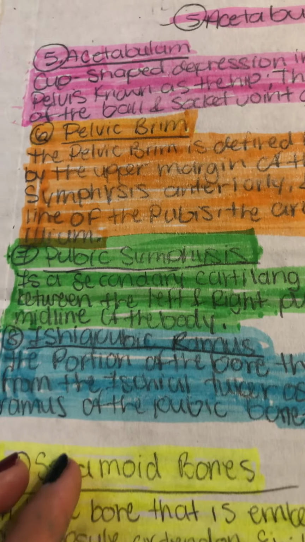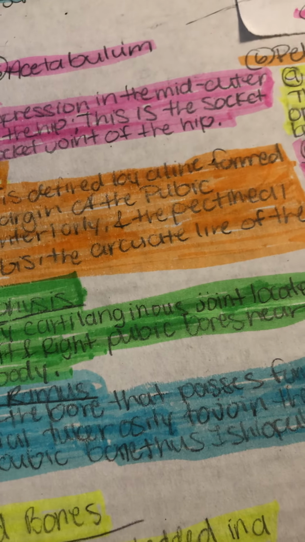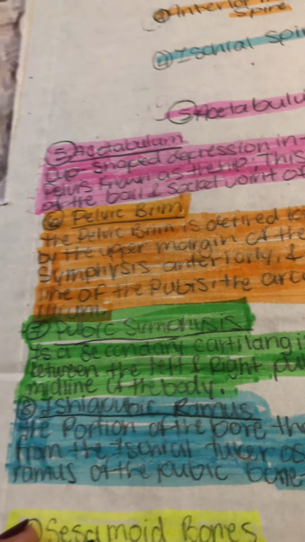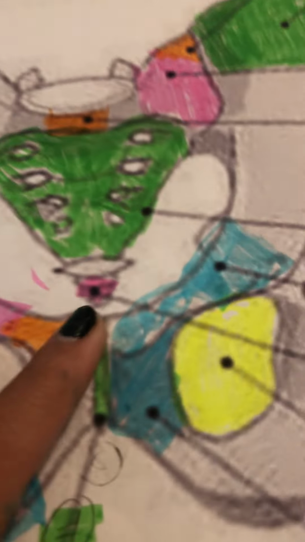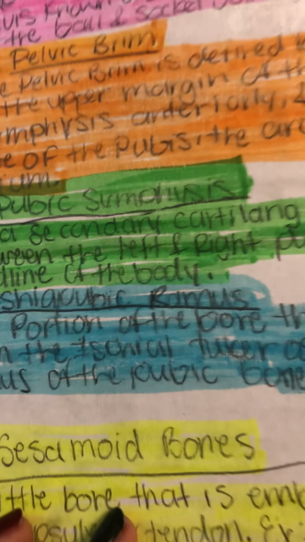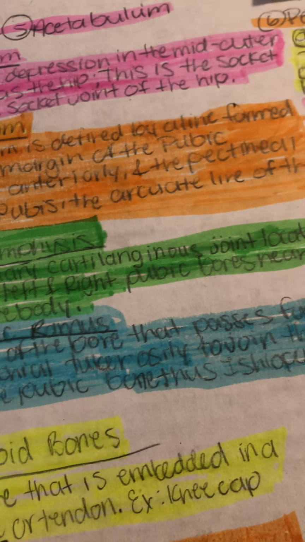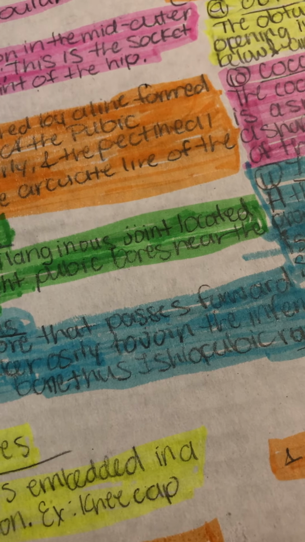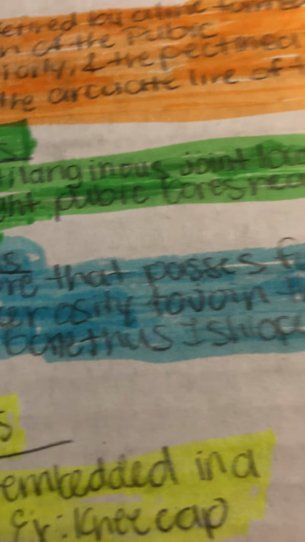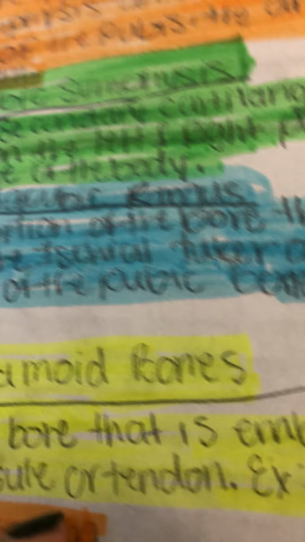Number 7, pubic symphysis is a secondary cartilaginous joint located between the left and right pubic bones near the midline of the body, which points to right here in the middle of the hip. Number 8 is the ischiopubic ramus, the portion of the bones that passes forward from the ischial tuberosity to join the inferior ramus of the pubic bone. This is the ischiopubic ramus.